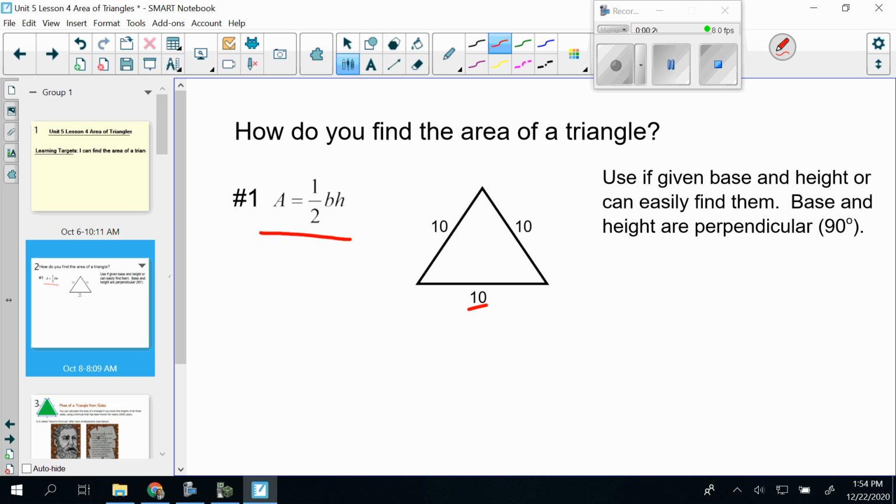If the height's not found though, then you'd want to make sure you draw that in, and it always needs to be drawn in perpendicular, 90 degrees to the base. And then you'd want to solve that out. Well, we know how to do problems like this, especially if this is equilateral here, and this makes a 90-degree angle. That means it's got to split this bottom in half.